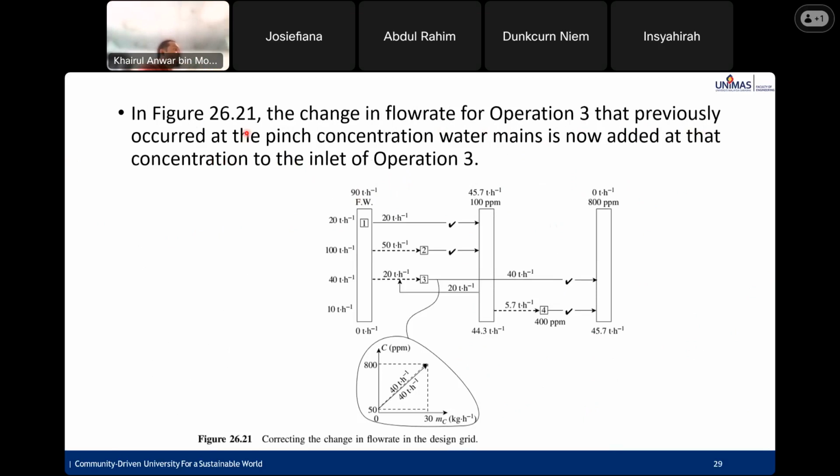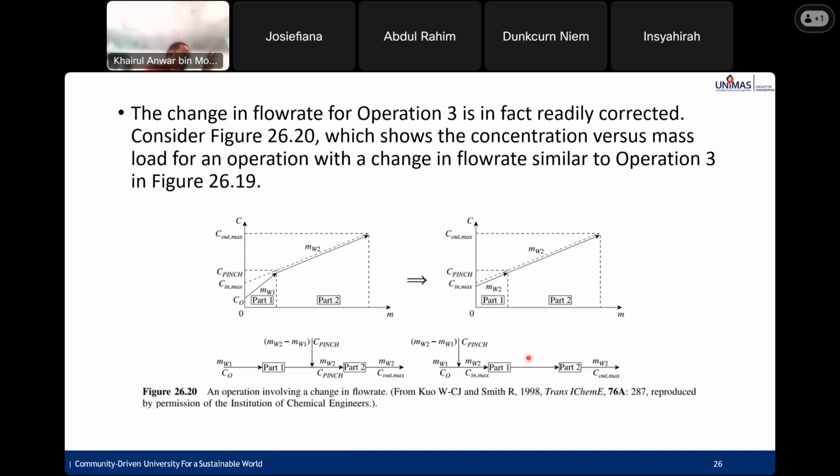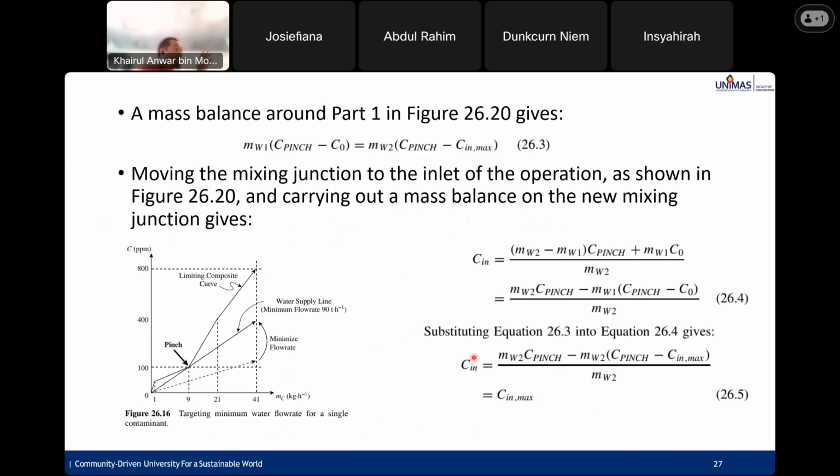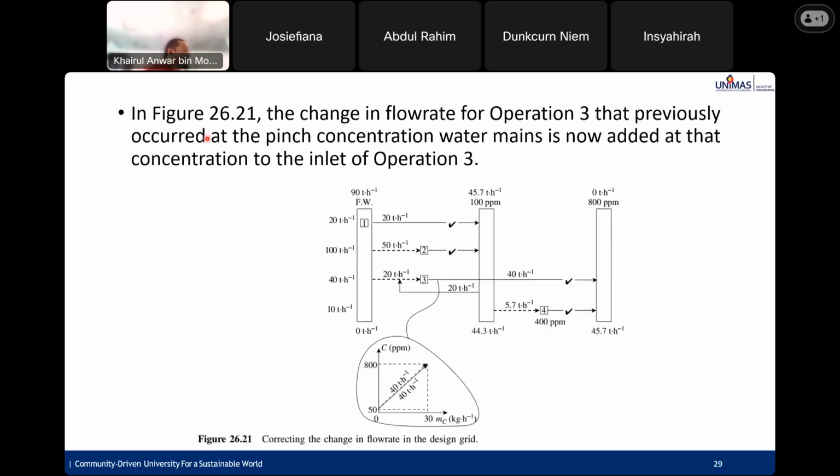So in figure 26.21, we already know we can move the stream here. If we move the stream, at the end it will be the same. So in figure 26.21, the change in flow rate for operation 3 that previously occurred at the pinch concentration is now added at the concentration to the inlet of operation 3. So let's mean here we have a water release from the second main for 20 ton per hour.